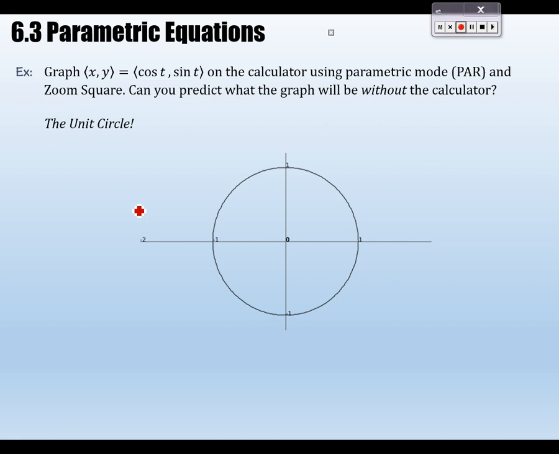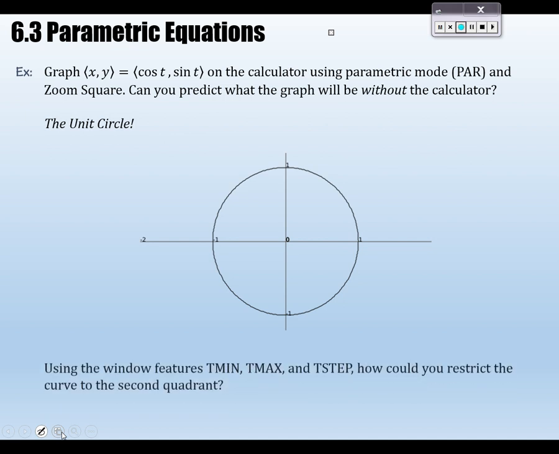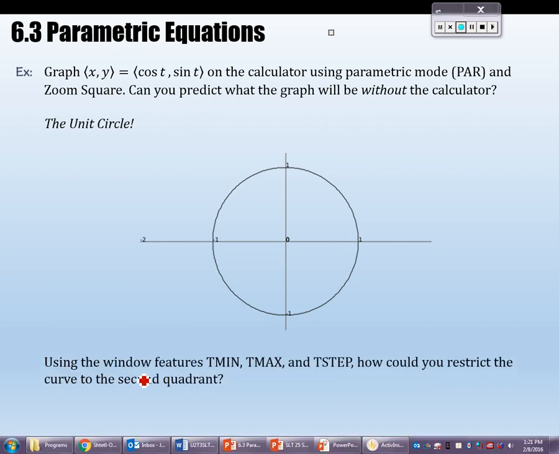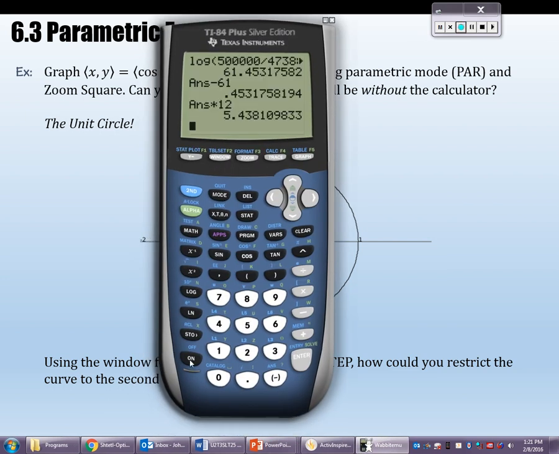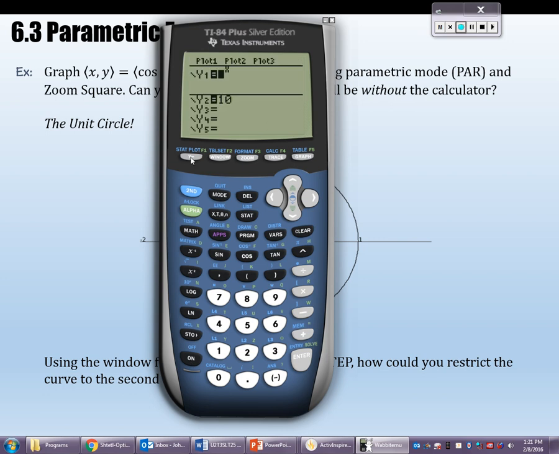On your calculator, if you want to graph this now, if you haven't already pulled out your calculator, you should put it in parametric mode. And I'll do that too up here in front of you. We're going to just stay here for a minute and play. Go to mode and then, instead of func, go to par, which stands for parametric mode.